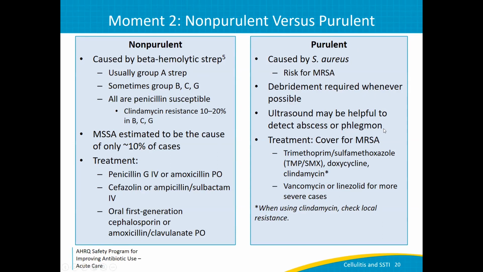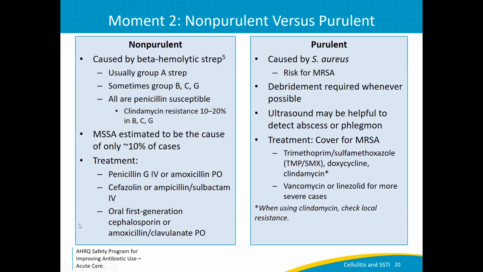Sometimes you may even need to use an ultrasound to make sure that you've really drained out all the pocket of abscess. And so when you're treating this type of infection, it's important that you cover empirically for MRSA, either with something like vancomycin in a very severe case, or with an oral antibiotic like trimethoprim sulfamethoxazole, aka Bactrim, or doxycycline, which also has very good activity against MRSA.